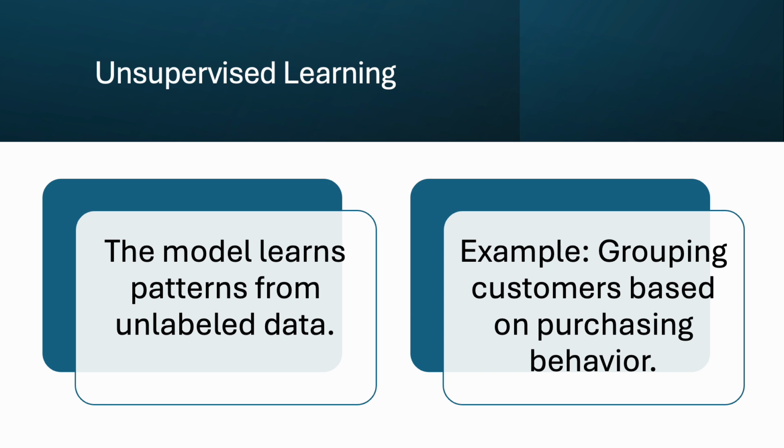For example, a retail company might use unsupervised learning to group customers based on their purchasing behavior. This helps them create targeted marketing campaigns. Common techniques include clustering and dimensionality reduction.